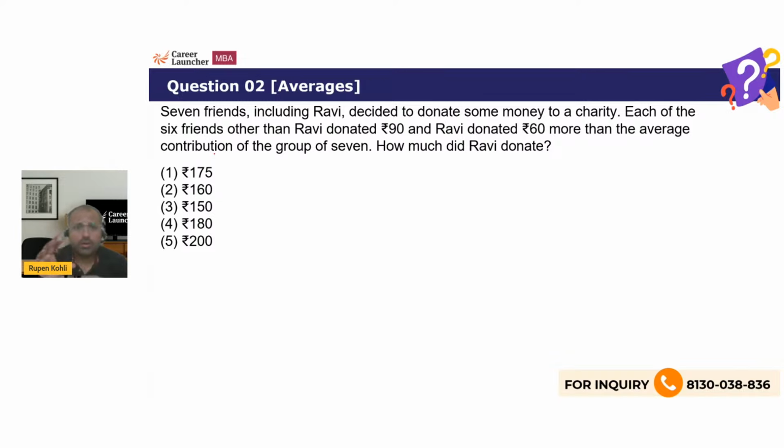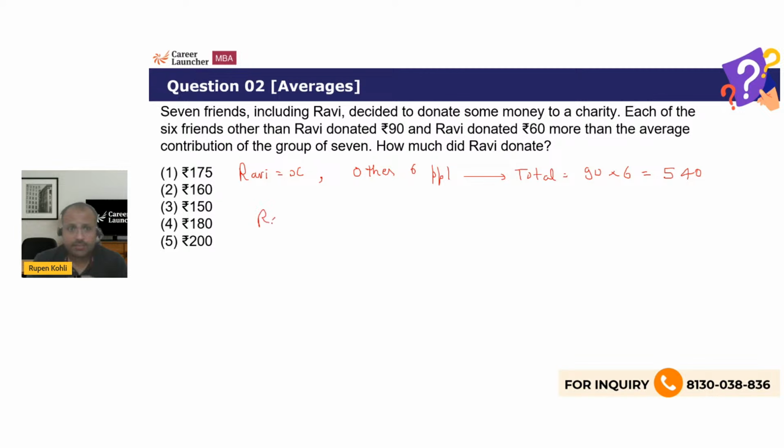All right. So let me take Ravi's contribution as something X, right? If I take Ravi's contribution as X, all right, Anant, we'll just check. You are saying third option. We'll just check that. So Ravi is X. Others, so other 6 people, their total contribution is 90 into 6, 540, right? 90 into 6, 540 is the contribution of the other 6. I have taken Ravi as X. Now this statement, Ravi donated 60 more than the average of the group of 7.